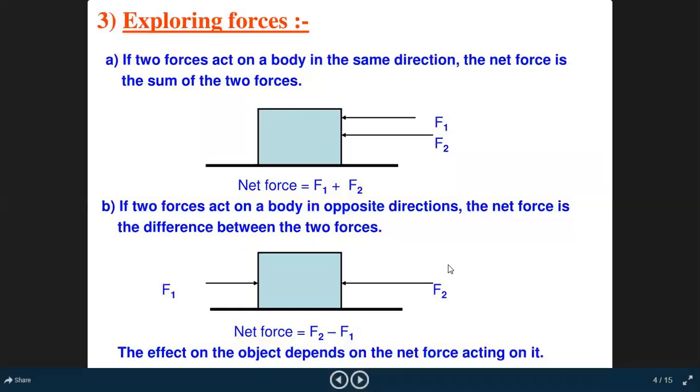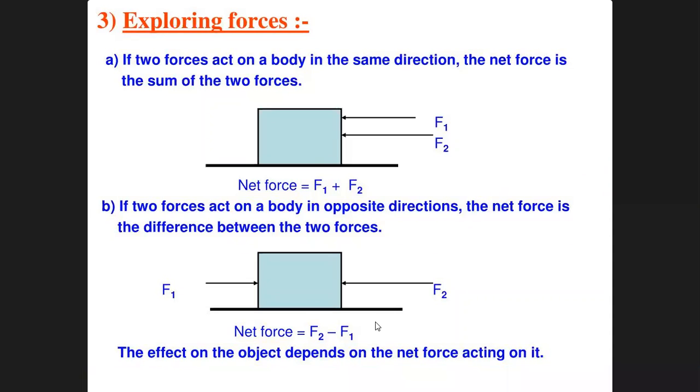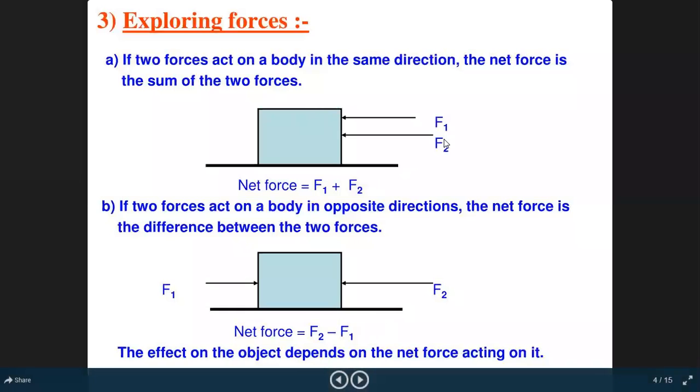Like the longer arrow means this is a greater force. F2 is greater than F1, so F2 minus F1. Net force is F2 minus F1. This is about the magnitude. Magnitude is the numerical value. Now the direction. Direction in these cases: in the first case the direction obviously will be towards the left side, and in this case towards the direction of the larger force F2.